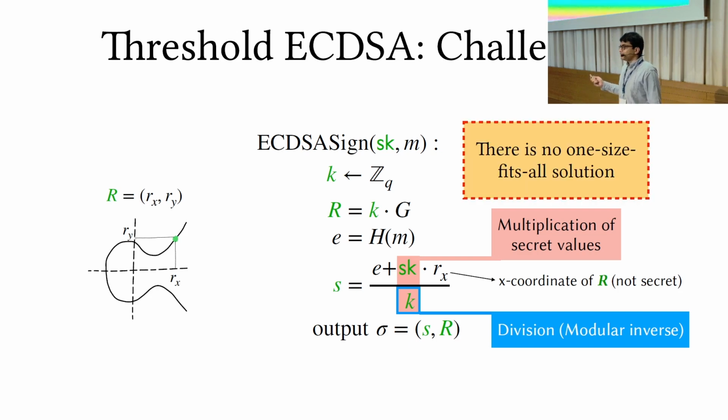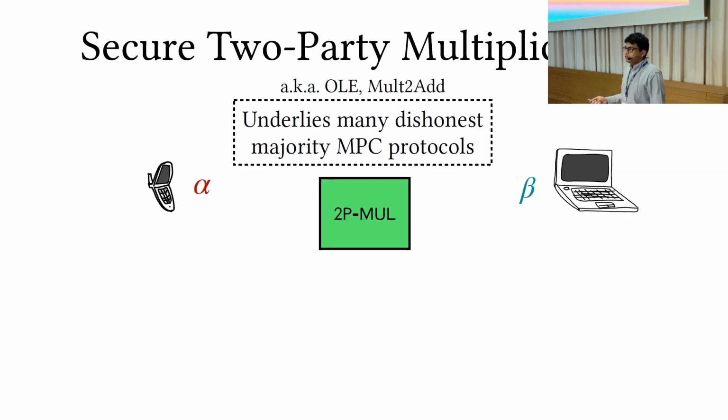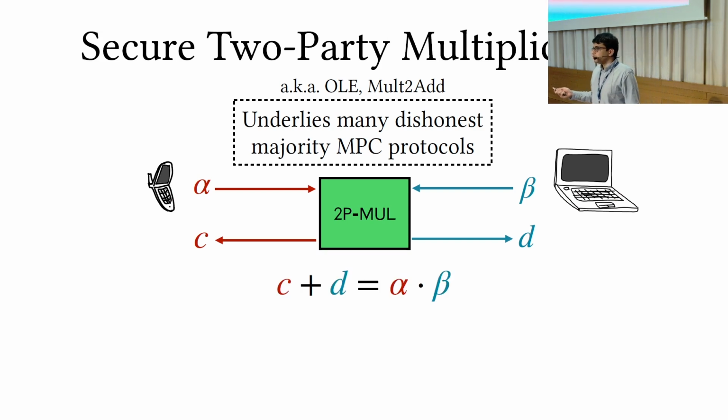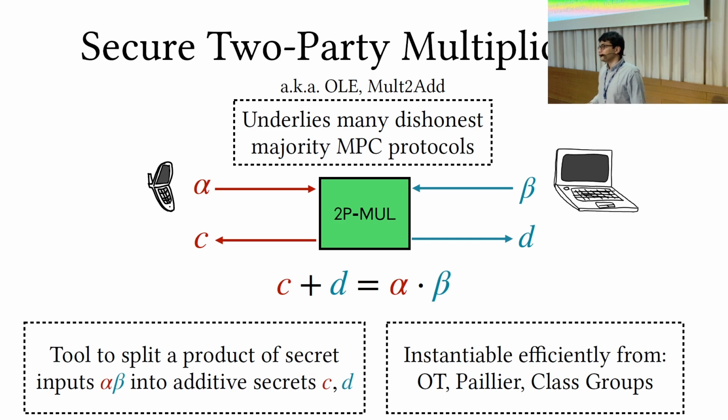And I want to say right off the bat that there's no one-size-fits-all solution to compute this equation in an MPC. This becomes evident when we look at what's arguably one of the most minimal building blocks for dishonest majority MPC protocols, which is two-party multiplication or oblivious linear evaluation, or call it whatever you want. Essentially, this is a gadget that takes secret inputs from both the parties, alpha and beta, and outputs secret shares C and D such that the outputs C and D add up to the product of the inputs alpha and beta. And already at this level, there's a diversity of ways in which you can instantiate this object.